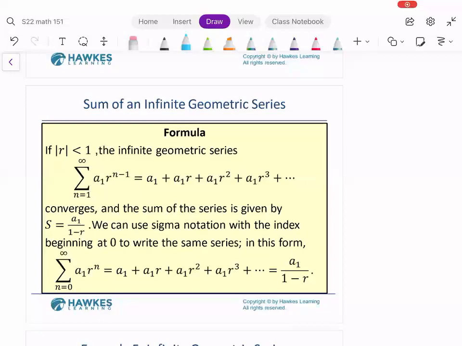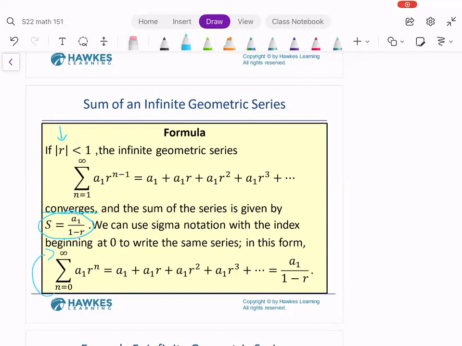When looking at arithmetic sequences, we noted that the sum of an infinite arithmetic series would not converge. However, if we look at geometric series, we can note that if the absolute value of r is less than 1, the infinite geometric series does converge, and the sum of that series can be calculated using this formula. We can use sigma notation beginning at 0 up to infinity and write that series in the same form.